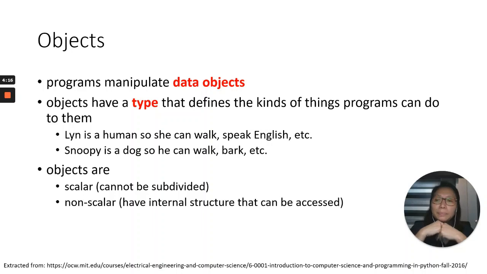Okay, and then in Python, there are basically two types of objects: scalar and non-scalar. Scalar cannot be subdivided, and non-scalar have internal structure that can be accessed. For example, the number 5 is a scalar, and a list of numbers is non-scalar, because a list of numbers has elements, and an element is a number that Python can access.